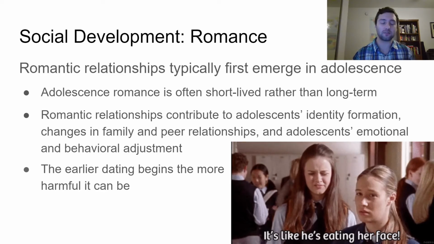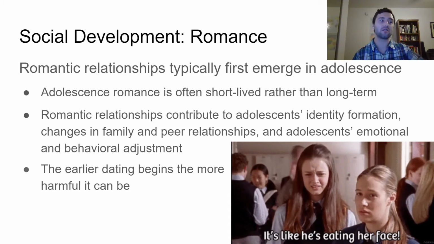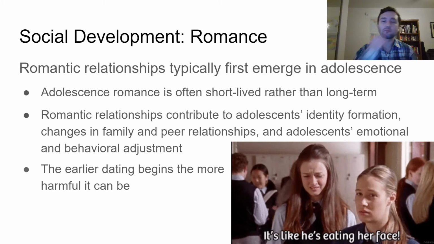So a simple example of this is when you're an adult, if people have been dating for a year, that's like, oh, okay, they've been together for a little while. If you're an adolescent and you've been dating someone for a year, that's a really big deal. It's a long time, right? So these tend to be much quicker relationships than we'll see later on in adulthood.